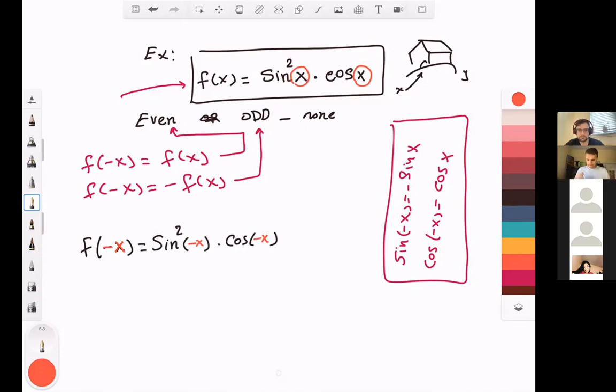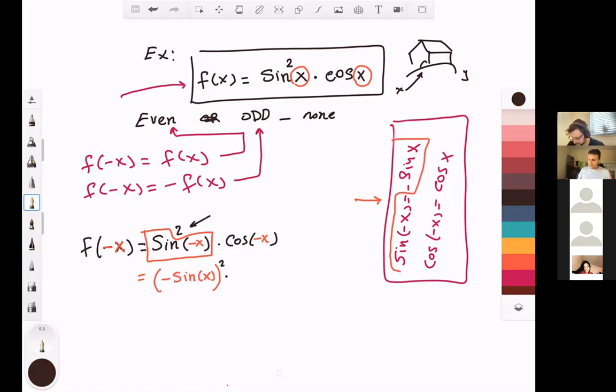All right. So now that we substitute negative x, what do we have? We have sine of negative x here. What is sine of negative x? Following this formula, sine of negative x is negative sine of x. So I'm going to say negative sine of x, put it in parentheses, and then square it because it has a 2 here, correct?